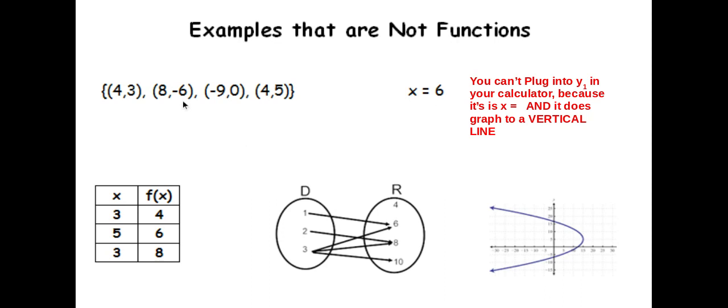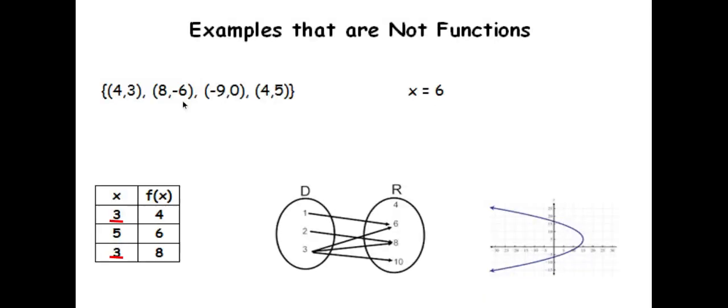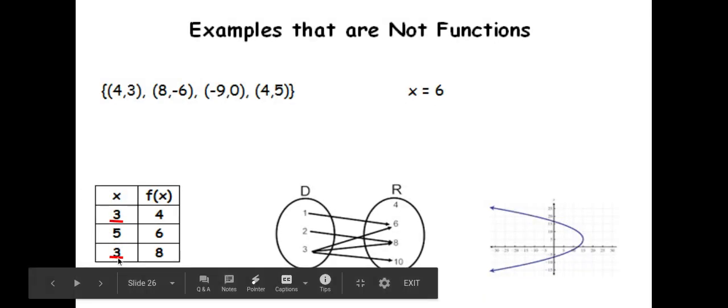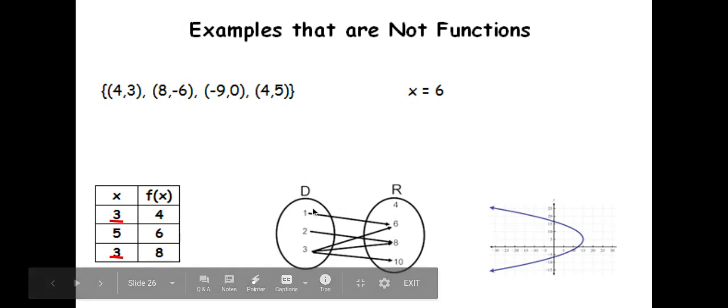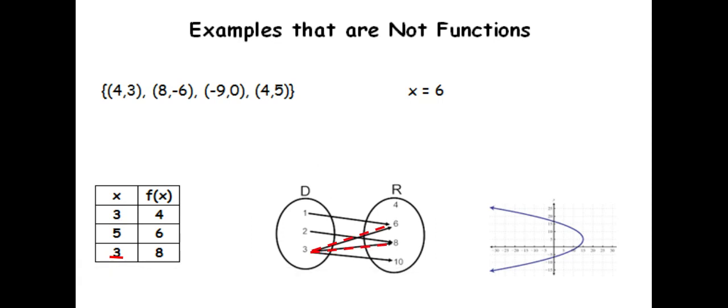All right, on to the table. In the table, there are repeating x values. The 3's repeat. Therefore, it is not a function. For the map, I'm going to skip over the 1 maps to 6 and the 2 maps to 8, but I'm going to show you 3 maps to 6, 3 maps to 8, and 3 maps to 10. Therefore, 3 repeats, so it is not a function.